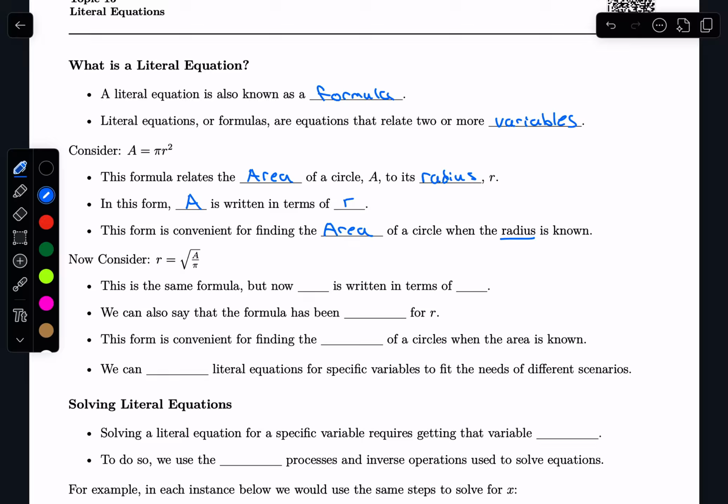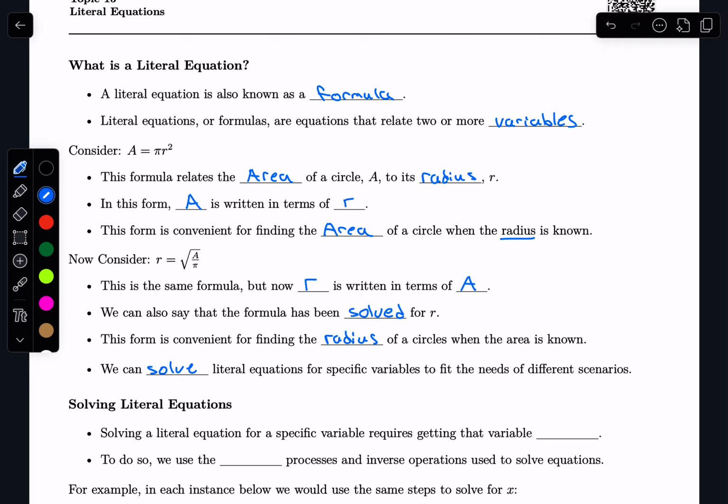So in this form, r equals the square root of A over pi. This is the same formula, but now we have r written in terms of A, where r is isolated, but the terms on the other side have A in them. We could also say that this formula has been solved for r, which really just means that we got r isolated. This form is convenient for finding the radius of a circle when the area is already known. So it's the exact opposite scenario of before. And in general, we can solve literal equations for specific variables to fit whatever needs of the scenarios we have.